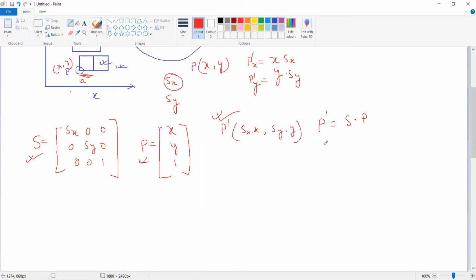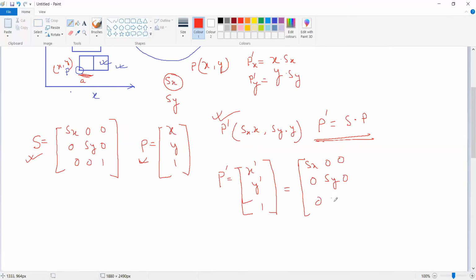So what we can write is P dash equals S dot P. You know what P dash is? P dash is nothing but x dash, y dash, and definitely there is another weight parameter 1 in case of the homogeneous coordinate system. So we can write P dash equals Sx 0 0, then 0 Sy 0, then 0 0 1.